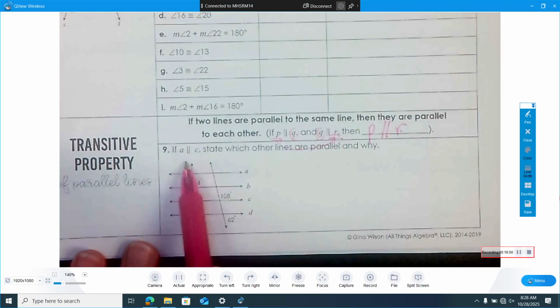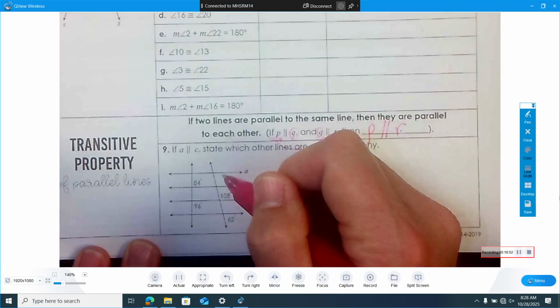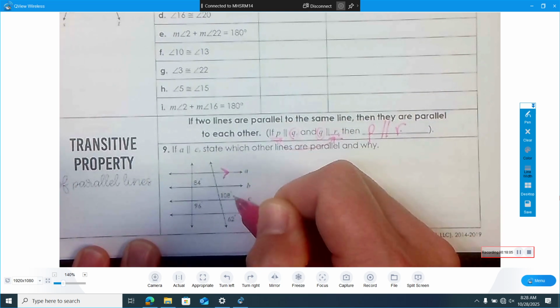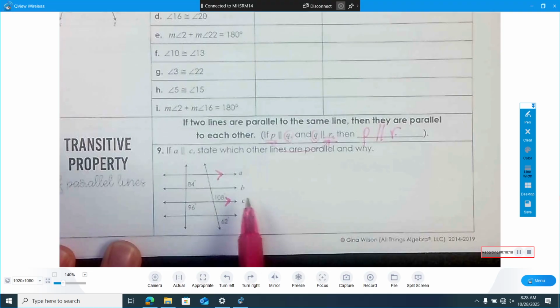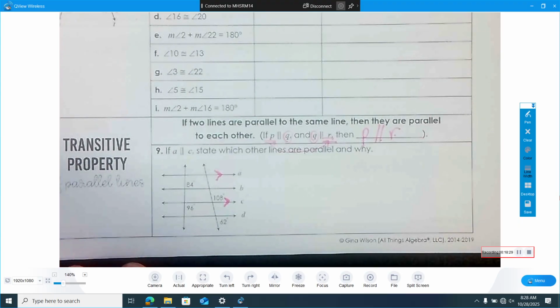And so for number 9, it says if A is parallel to C, and so I'm going to mark on my picture that I have two parallel lines, that A is parallel to C. State which other lines are parallel and why. All right, so let's look here. I know that line A is parallel to line C.